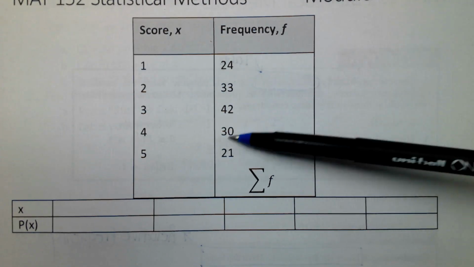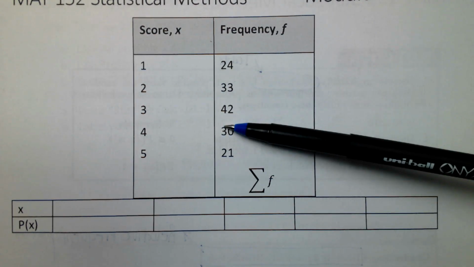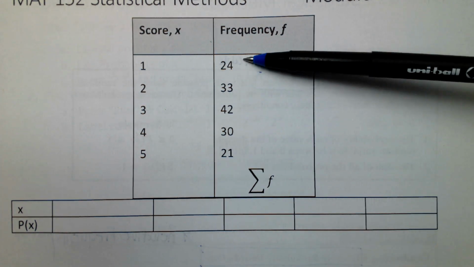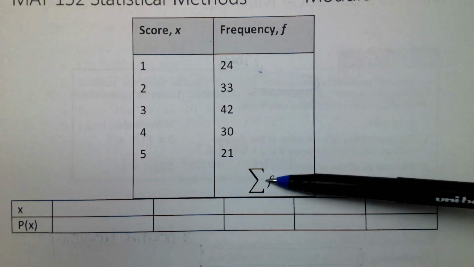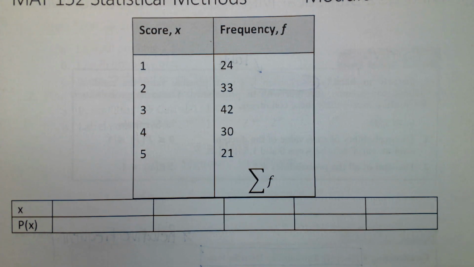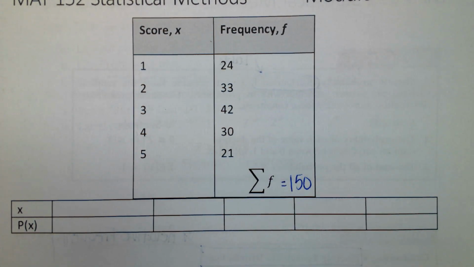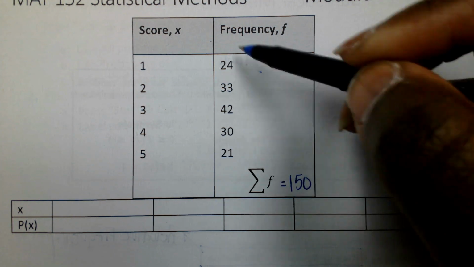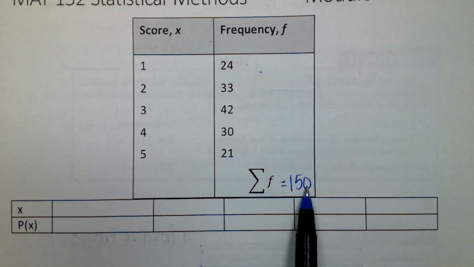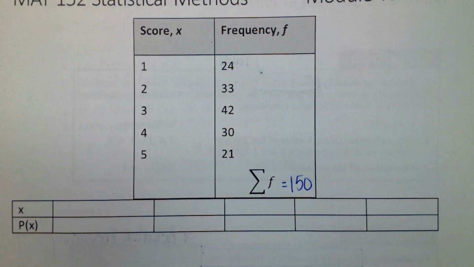So they gave us the frequency. They didn't give us a total frequency. If they don't give you total frequency, add it yourself. Oh, actually, they did for this one, didn't they? They told us it was 150. Lucky for us. They went ahead and told us how many we had in our sample size. So we either add all those together, or if they tell you what it is, you already have it.